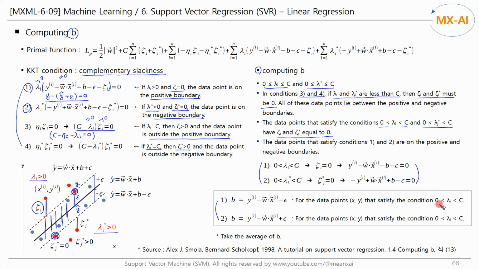Find the data points x and y that satisfy this condition and enter them into this formula. Then we can find B. There can be multiple B. Their average value is the final B. Although we can calculate B using a single data point that satisfies this condition, we use the average of multiple B for stability. I referred to this article.